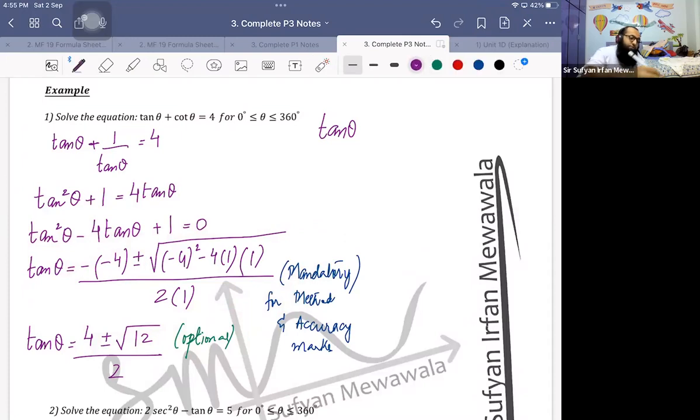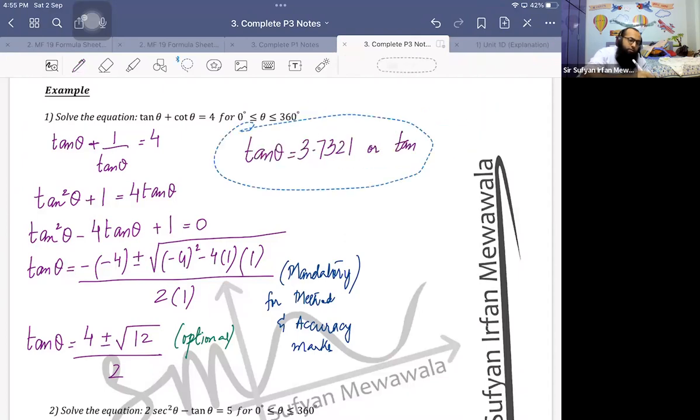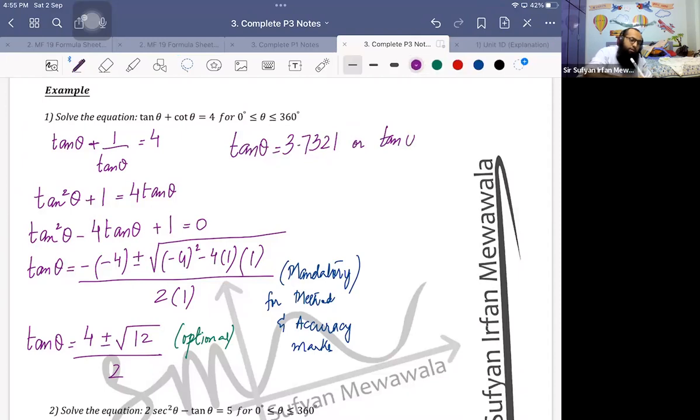Because we are working, the working should be in 5 significant figures. 3.7321. Or another possibility could be tan theta is equal to 4 minus root 12 upon 2, which will give you 0.26795. Then the steps are repeated.